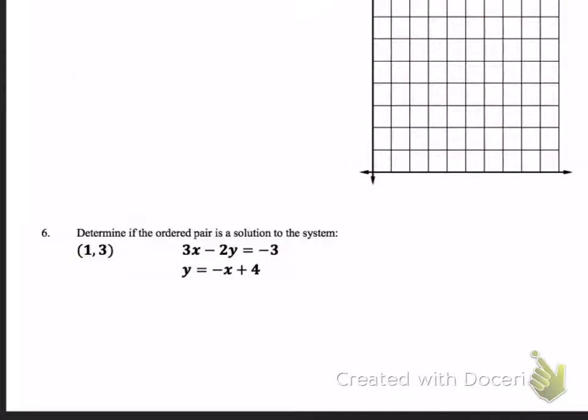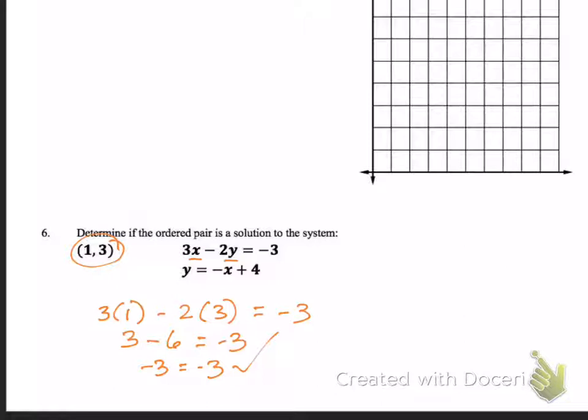Okay, so then for number 6, determine if it's a solution. I'm just plugging in 1 and 3. So 3 times 1 minus 2 times 3 equals negative 3. So it works for the first one. But you do have to plug it into both. So 3 equals negative 1 plus 4. 3 equals 3. So then I would say yes.